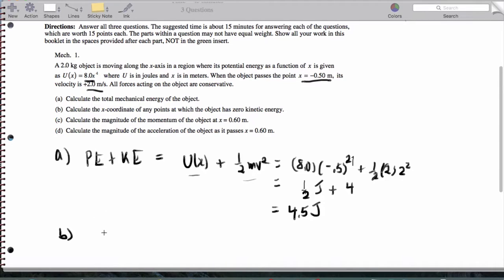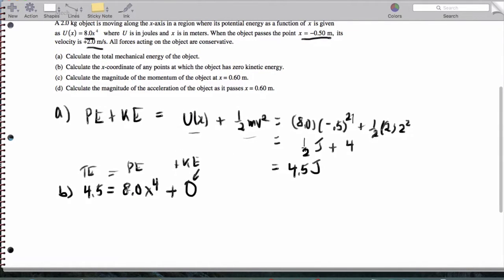Now we want to know the x-coordinate where the object has 0 kinetic energy. So let's be clear. We have 4.5, and that's the total energy. And we have 8.0 x to the fourth, and we want to know where we have 0 kinetic energy. So what we're saying is the total energy equals the potential plus the kinetic, and 0 kinetic energy means that all the energy is stored as potential energy.